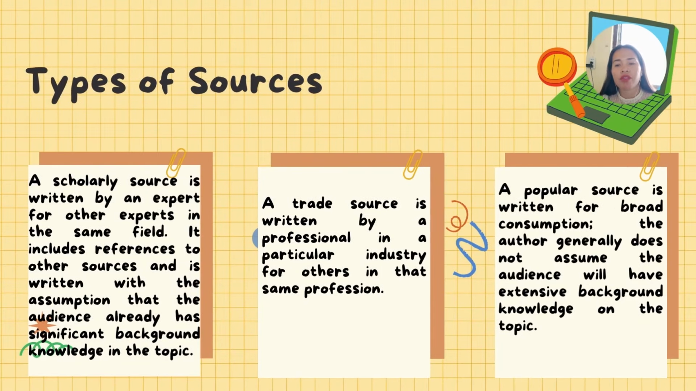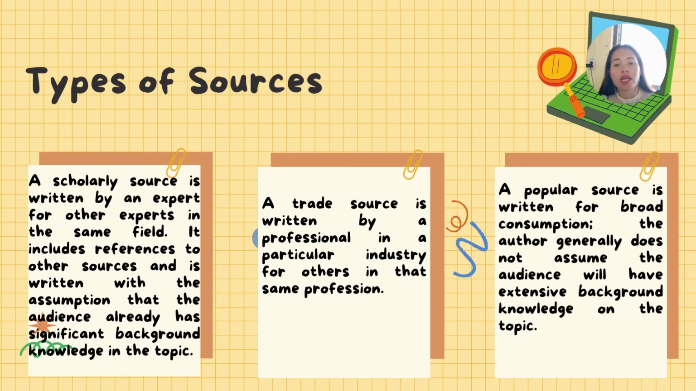We also have three different types of sources. First, we have the scholarly source. The second one is the trade source. And the third one is the popular source. Now, what is a scholarly source? A scholarly source is written by an expert for other experts in the same field.